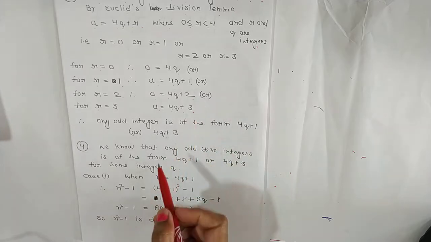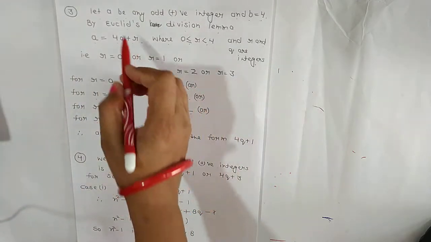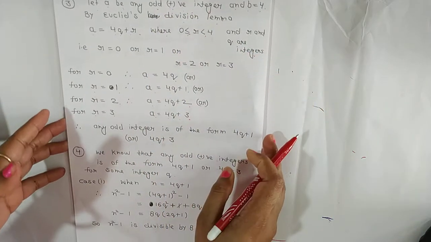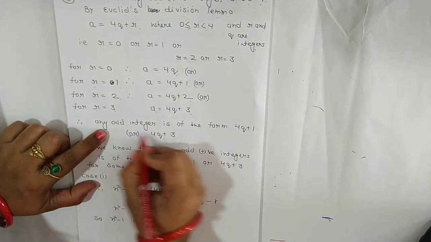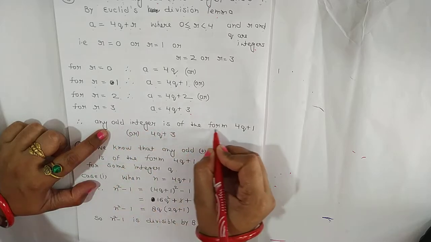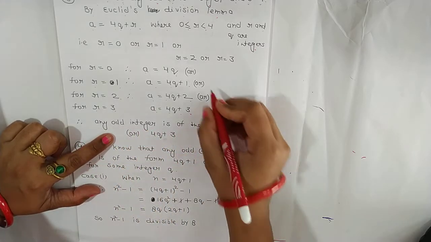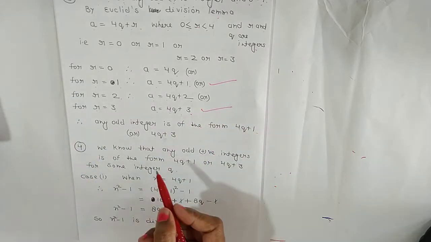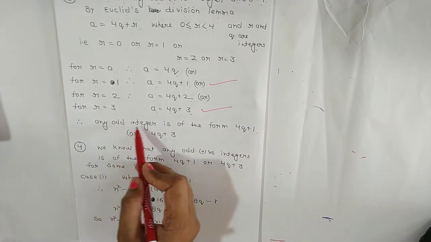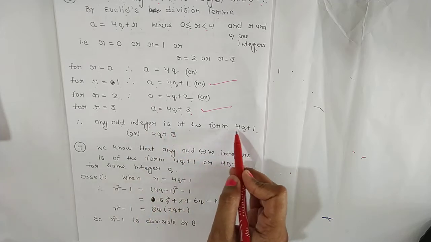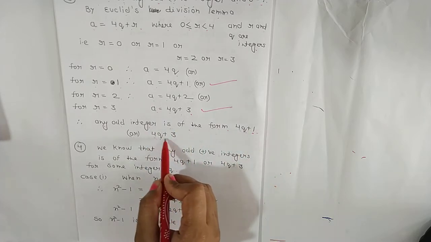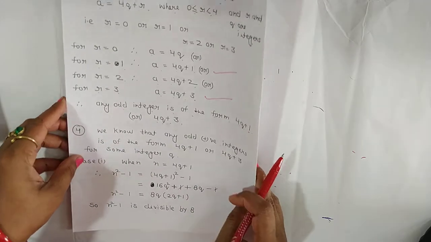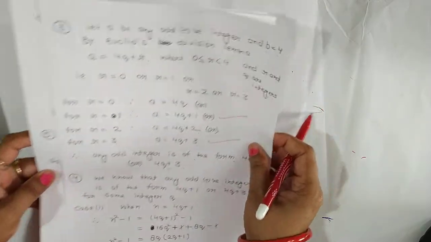Okay. But what is the question? The question says a is any odd positive integer. So for this we will consider only the odd positive integers, which are 4q plus 1 and 4q plus 3. So we can write that any odd integer is of the form 4q plus 1 or 4q plus 3. Now move on to the next question.